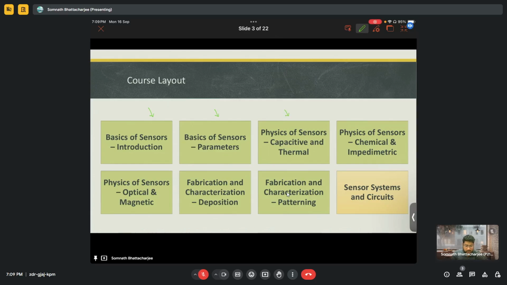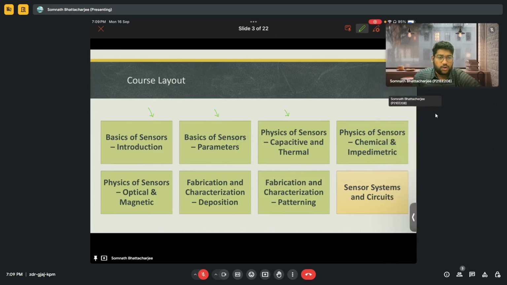Then we learned about the physics of sensors, including capacitive type sensors and thermal type sensors. Then we learned about the chemical and amperometric sensors in the fourth week. Then we learned about optical and magnetic sensors, and electrostatic sensors as well. Further, we learned about the fabrication and characterization of these sensors, how to deposit useful layers and pattern them. Finally, we'll learn how to utilize these sensors in a system and circuit.